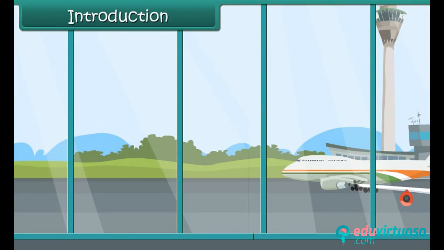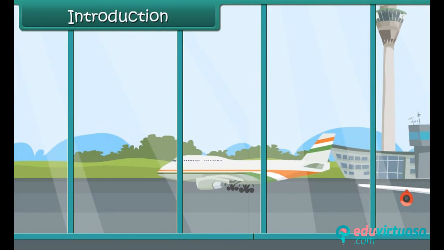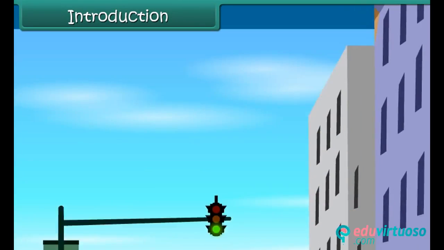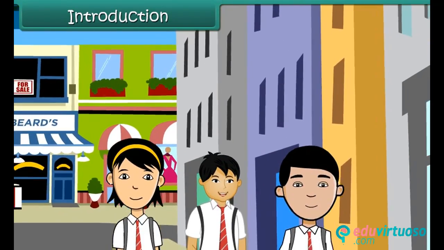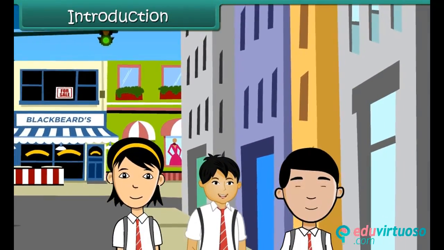Introduction. Rohit's parents have shifted from Mumbai to Delhi. Rohit has joined a new school in Delhi. Today is his first day at the school.